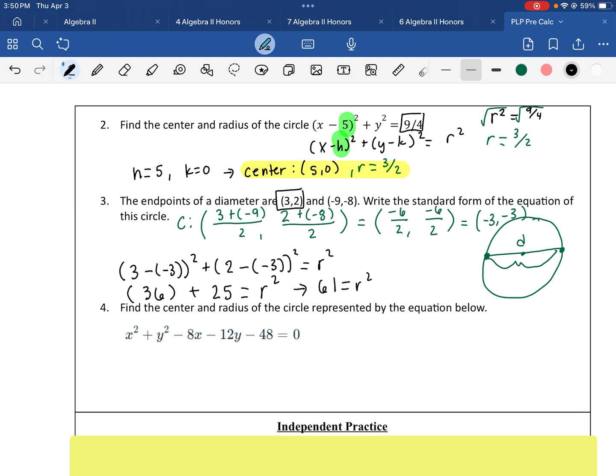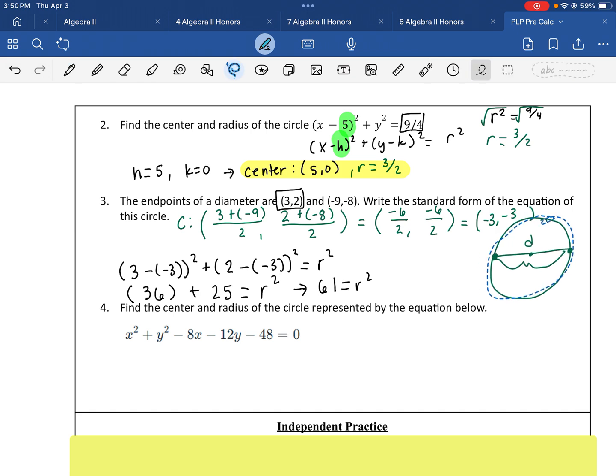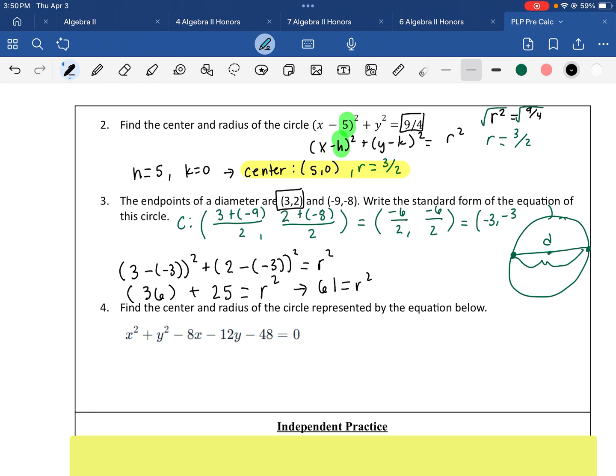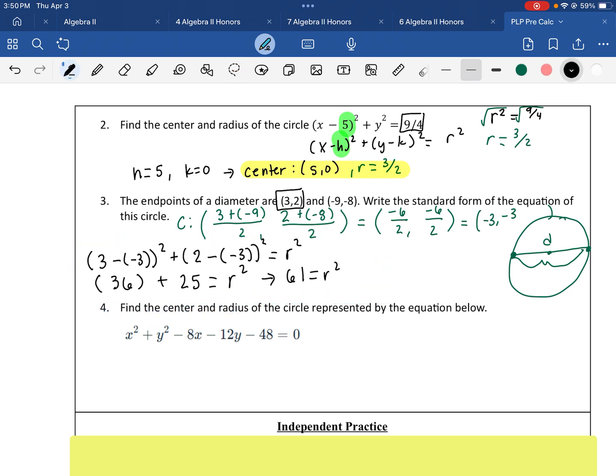And then again, we don't need to rewrite that as the square root of 61, because all we're going to do is write our equation. So our equation is going to be, I need to make a little bit of room for myself. We've got x minus negative 3, so x plus 3 squared, plus y minus negative 3, so y plus 3 squared, equals our r squared of 61. It's the equation of our circle.